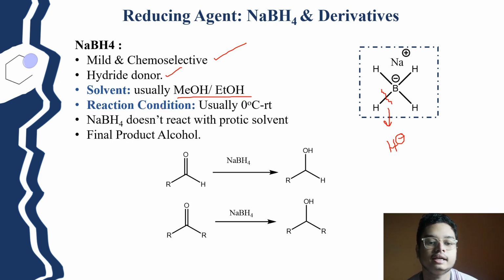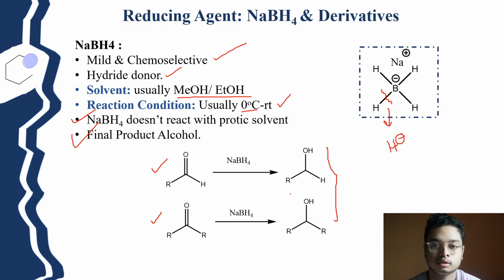The reaction condition is very mild. Usually it will react at 0 degrees, and we also get a fruitful yield in room temperature reactions. NaBH4 doesn't react with protic solvent; it will only react with aldehydes and ketones, and the final product is alcohol. So here you can see the aldehyde and the ketone, which react with NaBH4 to generate their corresponding alcohols.